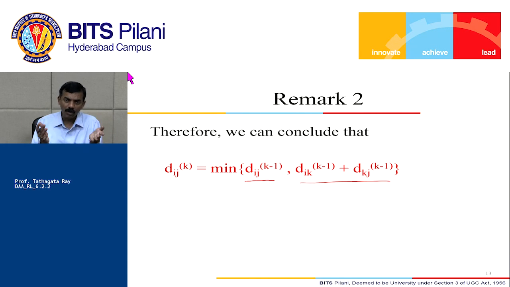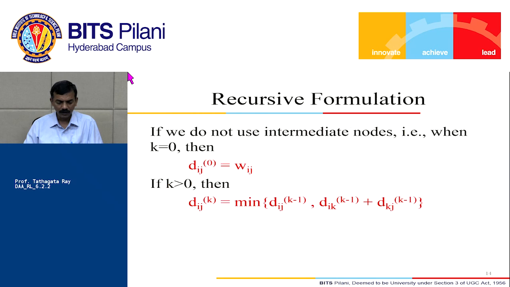These are the two possibilities. If I am not passing through k, I will look into the distance d_ij^(k-1). If I am passing through k, I will look into the distance d_ik^(k-1) plus d_kj^(k-1). Whichever gives me the minimum is my d_ij^k. Okay, so that's the recursive framing of your recursive equation of the dynamic programming approach we have taken.